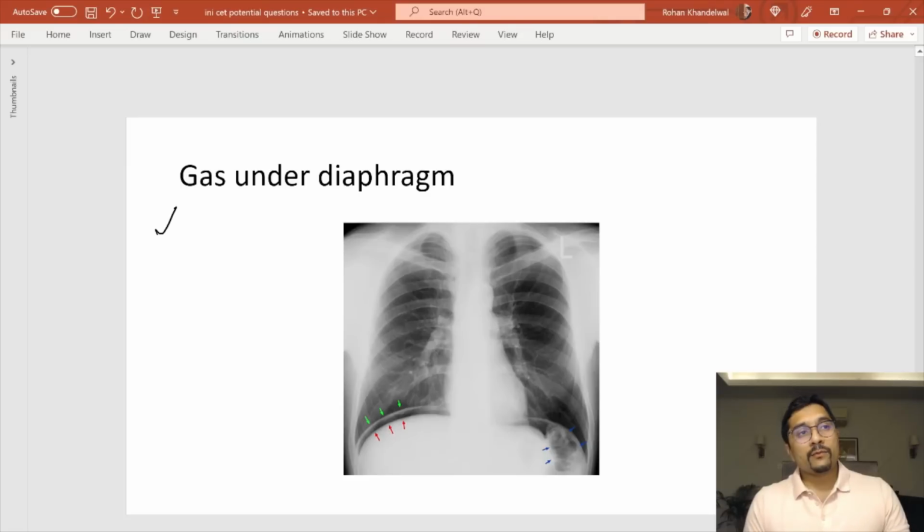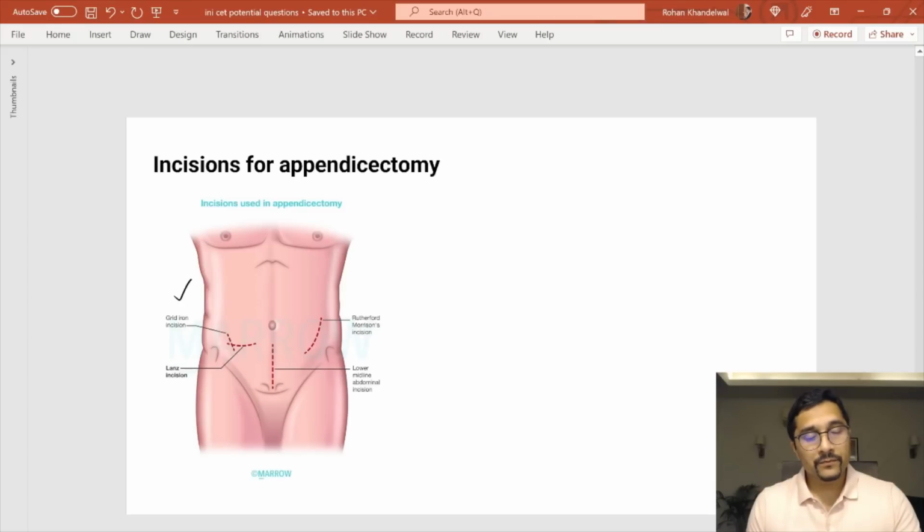Gas under diaphragm, frequently asked scenarios where a patient is taking NSAIDs or has come with peritonitis, rebound tenderness, guarding, rigidity, and you're shown an X-ray, you will see gas under diaphragm. This is a sign of hollow viscus perforation. In such patients, we have to carry out resuscitation and take up the patient for an emergency laparotomy.